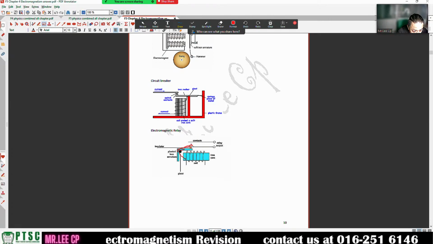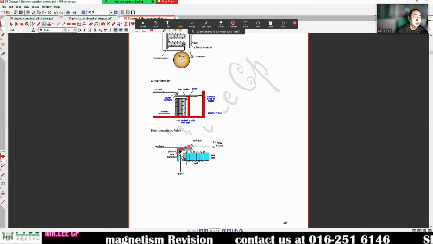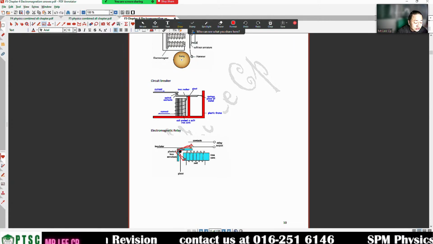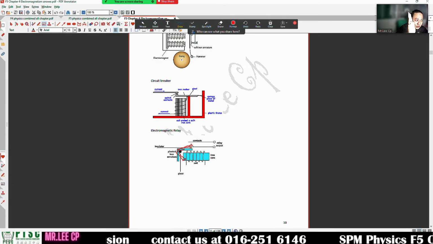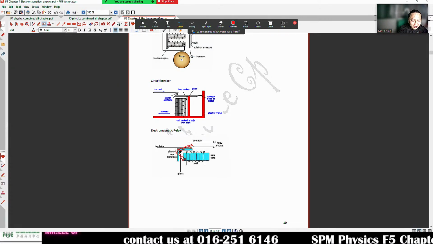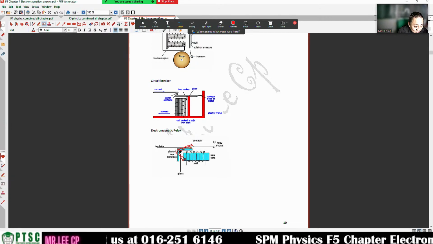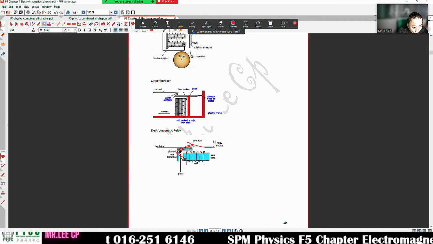And then because of this, the soft iron armature here is attracted to the magnet. No need to have north or south; any magnet, north or south, will attract it. So it attracts this one, and this wire will be pushed upward.